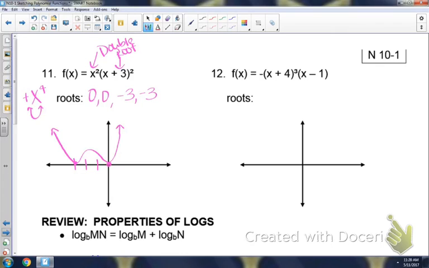Alright, notice on 12 we have f of x equals negative (x plus 4) cubed (x minus 1). So anytime you're cubing it, that means you have 3 roots, so that would be called a triple root. And we would have a triple root at negative 4, and then a root at positive 1. So overall there's 4, and there's a negative in front, so it should open down. Triple root at negative 4 and a root at positive 1.